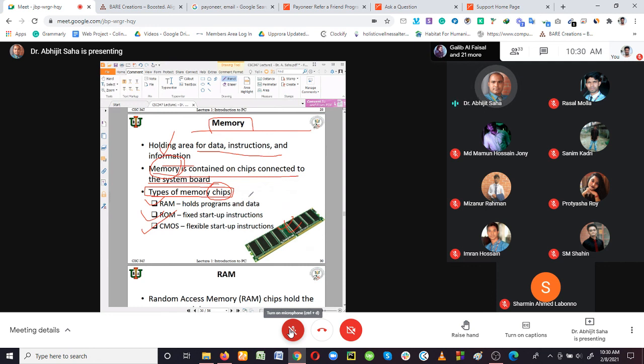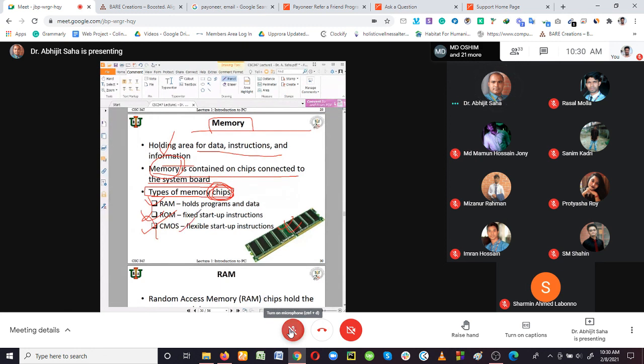or basic types of memory, then it is going to be the two basic types of memory, that is the main memory and secondary memory. But if it asks you to explain the types of memory chips, that means it is asking what the different types of memory chips available are. In that case, it is going to be RAM, ROM, and CMOS.